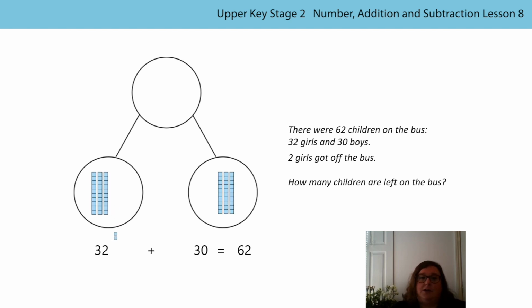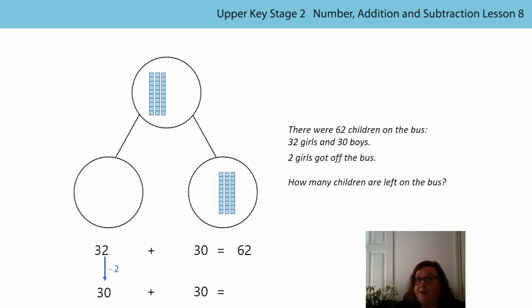But then 2 girls got off the bus. So what's changed? Well, the number of girls has decreased by 2. So how many children are left on the bus? Well, there are now 30 girls on the bus and there are still 30 boys on the bus. So there are 60 children on the bus because 2 girls got off the bus. So the total number of children decreased by 2.